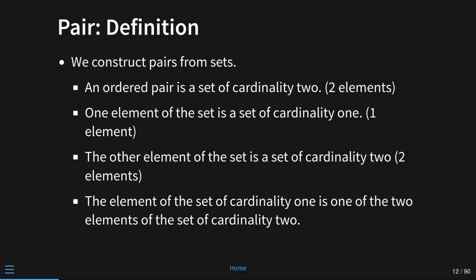The element of the set of cardinality 1 is one of the 2 elements of the set of cardinality 2. I'm going to call that element A. And it's going to go in both places. Okay? And then there's one other element here which will denote B. Okay. This is an ordered pair. Why is this an ordered pair? Because using only unordered sets, I'm able to determine which of A and B comes first. The element of the pair which is an element of the set of cardinality 1 is the element we can regard as the first element of the ordered pair.